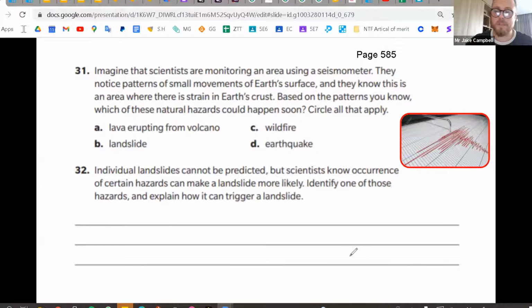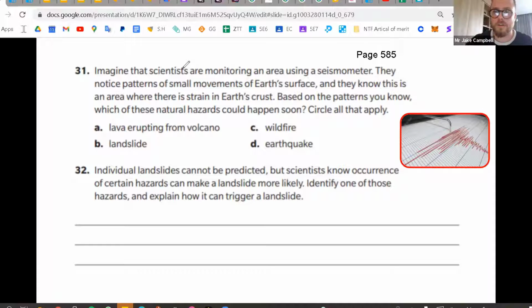James, please be the reader for question 32. And Alex, be the highlighter, please. An individual landslide cannot be predicted, but scientists know the occurrence of certain hazards can make a landslide more likely. Identify one of those hazards and explain how it can trigger a landslide.